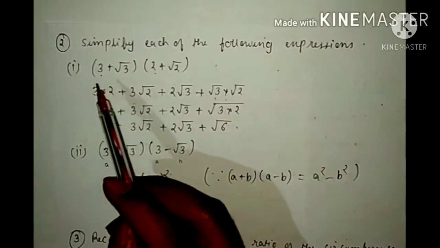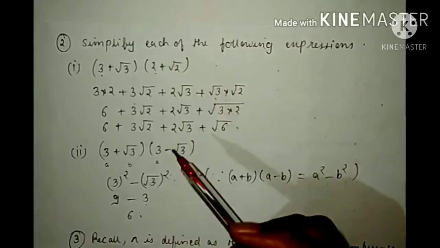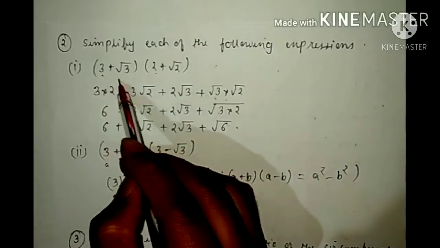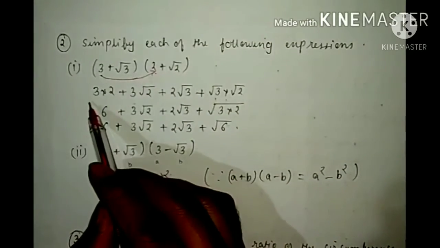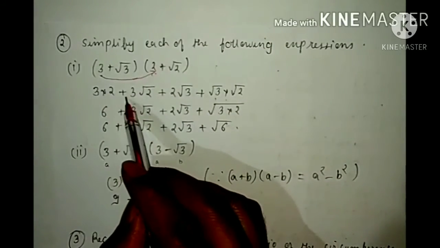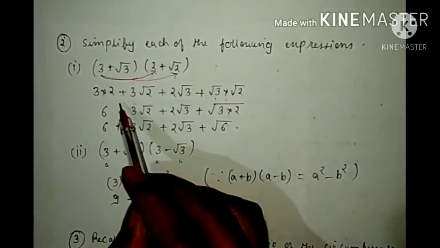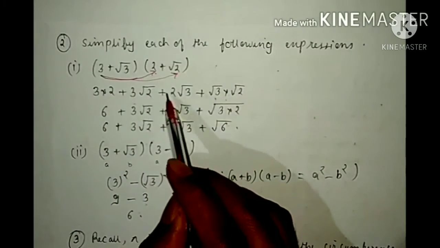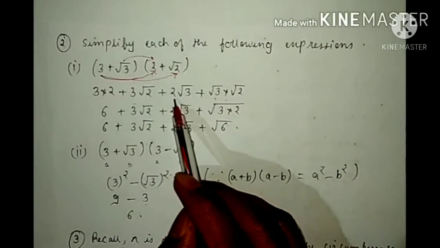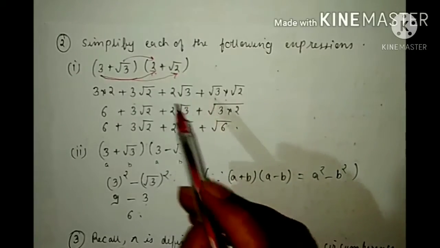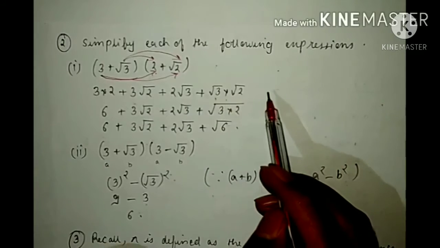See first one. 3 plus root 3 into 2 plus root 2. First we will multiply this 3 by 2. This will be 3 into 2. Then plus, again multiply this 3 by root 2. 3 into root 2. Then plus, multiply this root 3 by 2. This will become 2 root 3. Plus, multiply this root 3 by root 2. Root 3 into root 2.